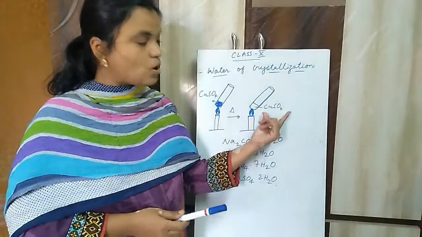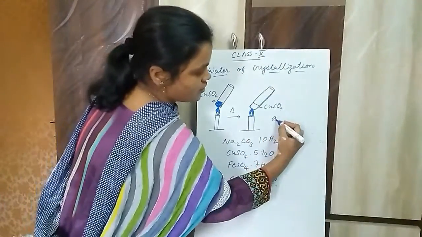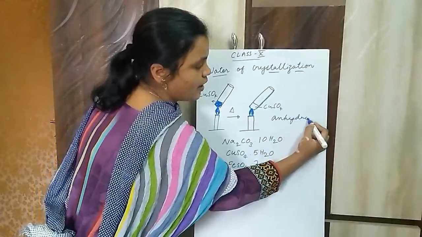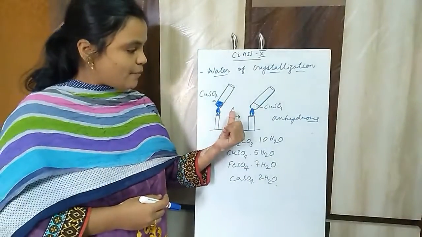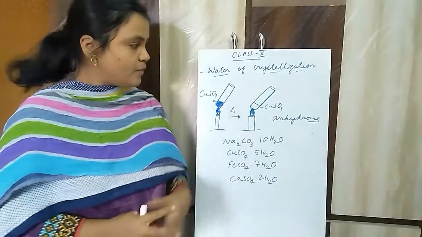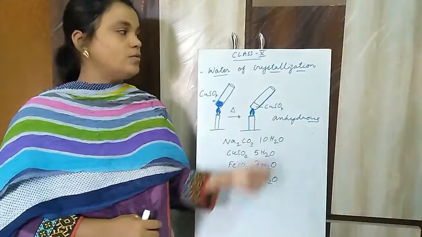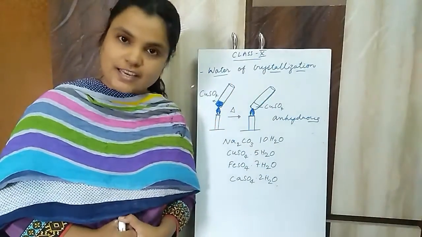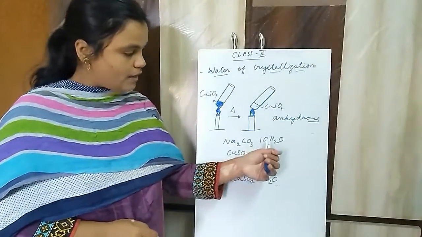So this salt with no water molecule is called an anhydrous salt. What is it called, children? Anhydrous salt. Here, what is happening when you are heating? The water of crystallization is lost. These are the various examples of such compounds which contain water of crystallization. So what is the other name? How can we name this compound?